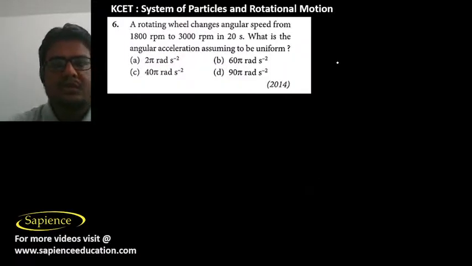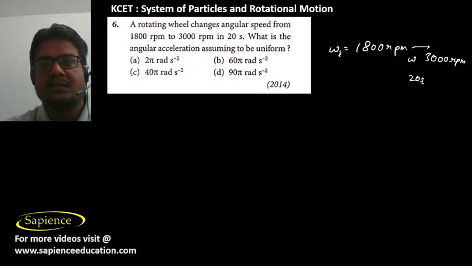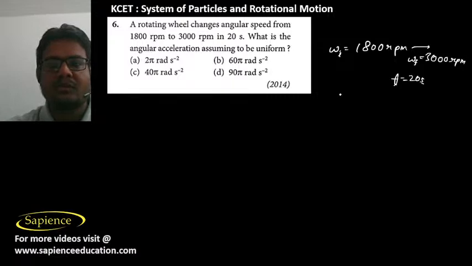Then it is told a rotating wheel changes its angular speed from 1800 rpm to 3000 rpm in 20 seconds. So this is the omega initial, this is the omega final. This is the angular speed has changed in time t equal to 20 seconds. What is the angular acceleration, assuming it to be uniform?